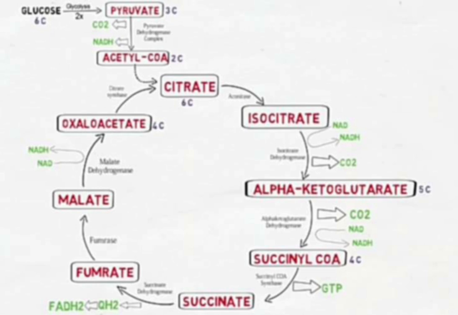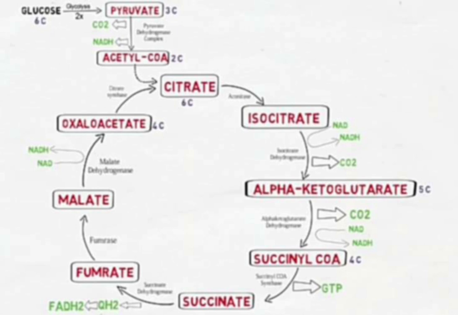Next, the alpha-ketoglutarate is converted into succinyl-CoA by the enzyme alpha-ketoglutarate dehydrogenase. And in this reaction, a molecule of NAD is reduced into NADH, and a molecule of carbon dioxide is released. Hence, succinyl-CoA is a 4-carbon compound.